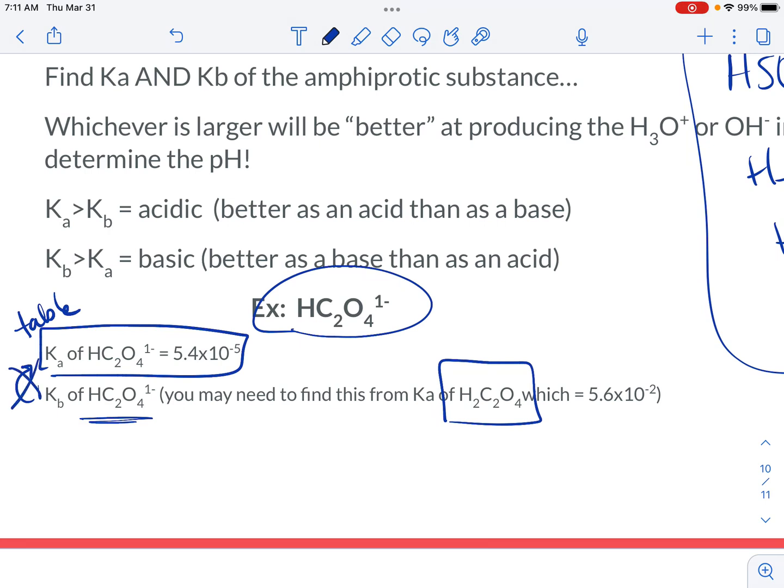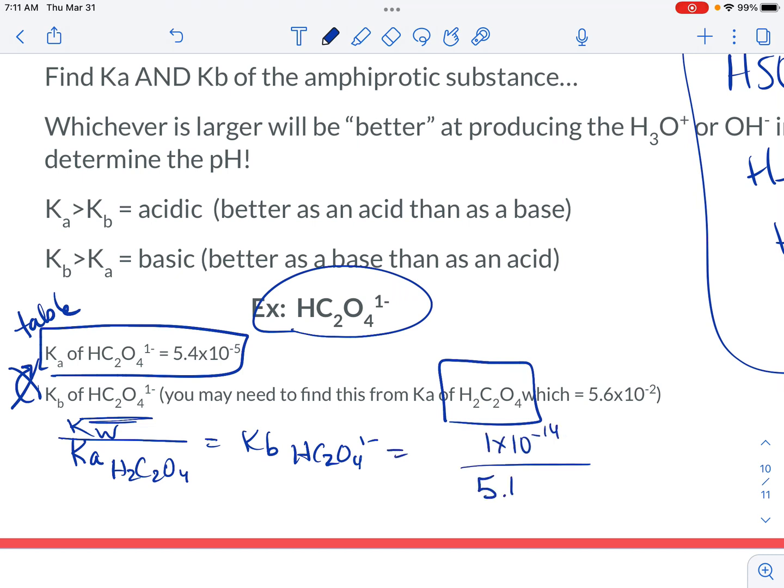Remember, Ka and Kb multiply together only for conjugates. So if I have to find a Kb, I have to find it from the acid that would form this base. When I did that, I would say Ka of H2C2O4 divided by Kw would give me Kb of HC2O4 1-. This is a little bit more complicated, but that means that the Kb equals 1 times 10 to the negative 14th divided by 5.6 times 10 to the negative second, which comes out to 1.8 times 10 to the negative 13th.